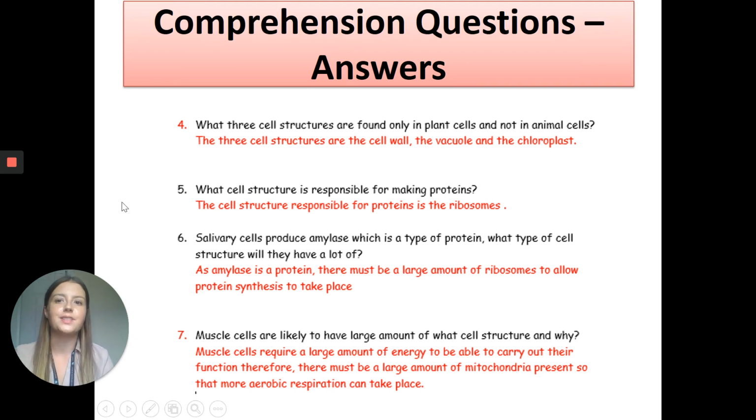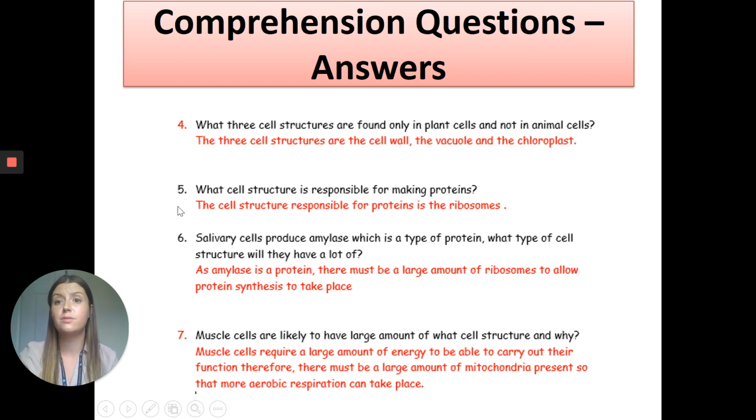Okay, so let's look at the answers. So what 3 structures are only found in plant cells? So we've got the cell wall, the vacuole, the chloroplast. Like you can see, it's just recall. Which cell structure is responsible for making proteins? That's going to be the ribosome.